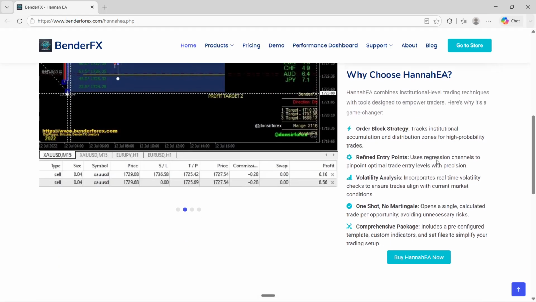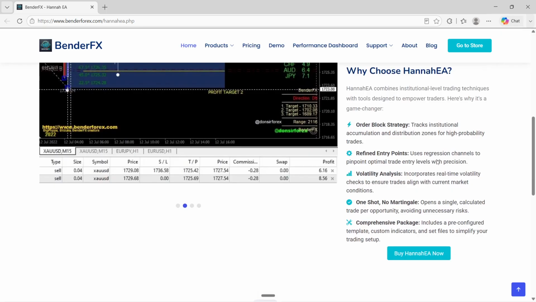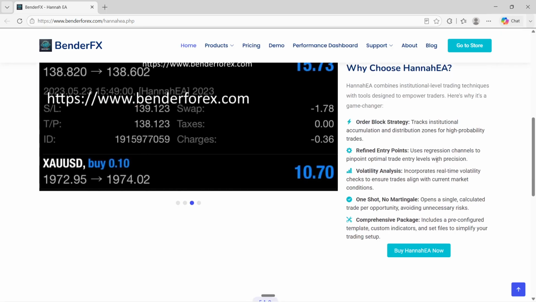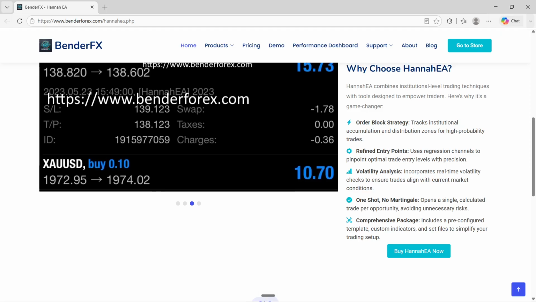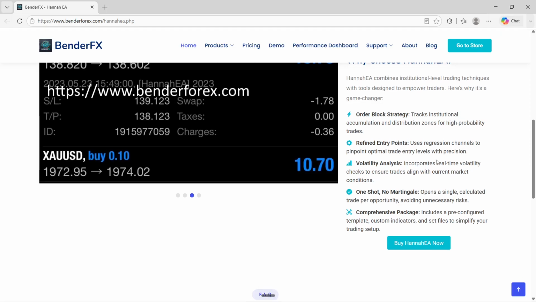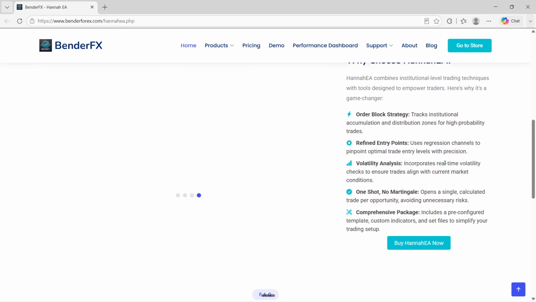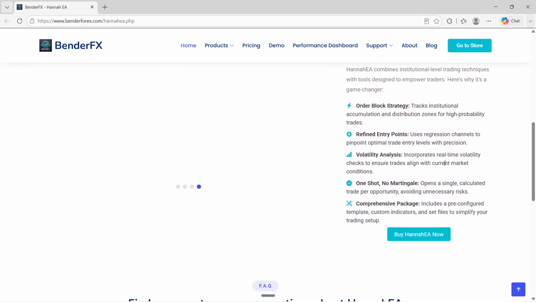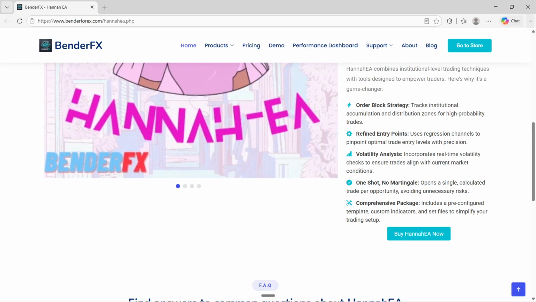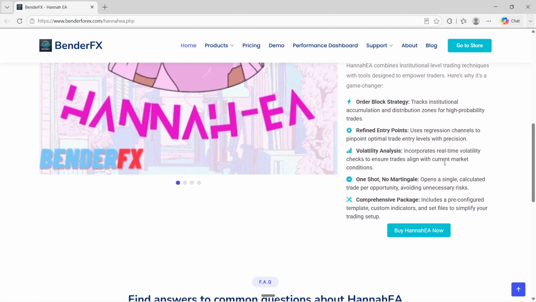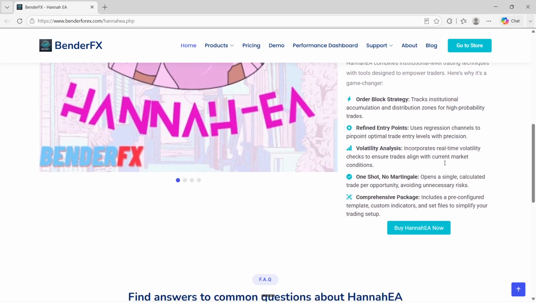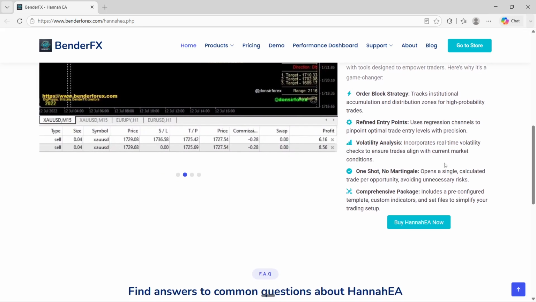Overall, HANA EA is a selective order block and regression channel system that prioritizes defined risks and single shot execution. It offers a more conservative profile than the martingale members of the same product family. Thorough demo testing and patient evaluation are essential. Always trade the money you can afford to lose.